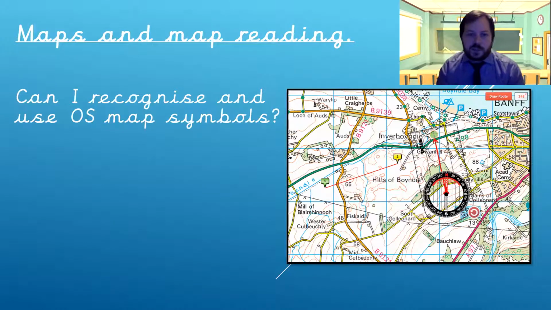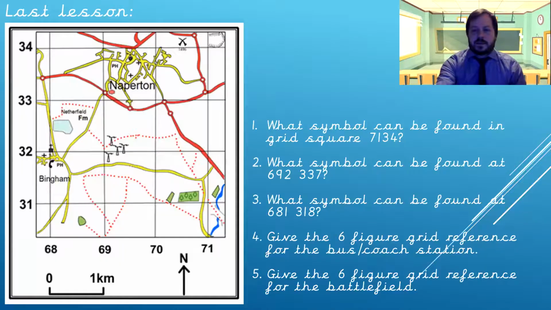We're going to continue to look at OS maps, a few symbols on them, but also look at why they're useful and what we can do with them. So we're going to go through the answers from the end of the last lesson and see what we can find. Sorry about the wiggliness.